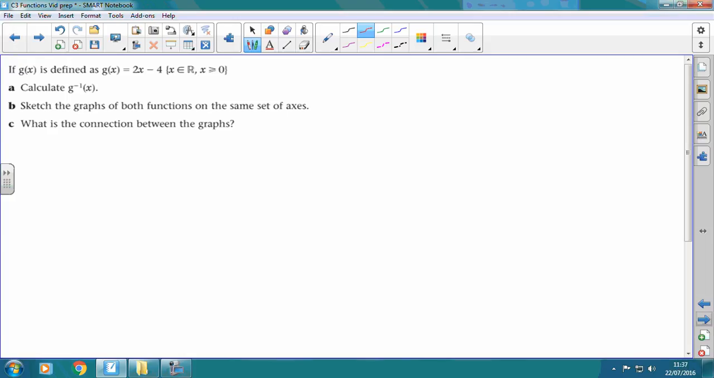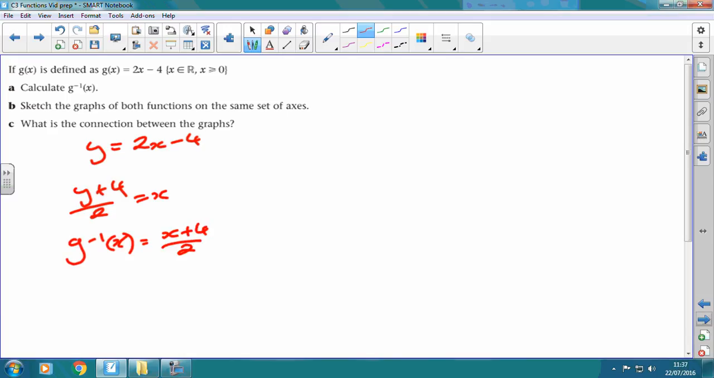Okay, so here, calculate g to the minus 1 of x. So if the original function is y equals 2x minus 4, the inverse function is (y plus 4) over 2, and that equals x. So g to the minus 1 of x equals (x plus 4) over 2. All we did is we made x the subject, and then once we've got x as the subject, we write it as g to the minus 1, as in the inverse function, and then write out whatever that is, just replacing y with x.